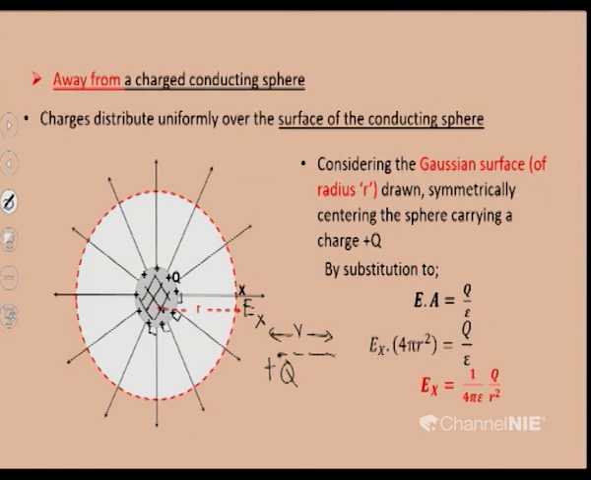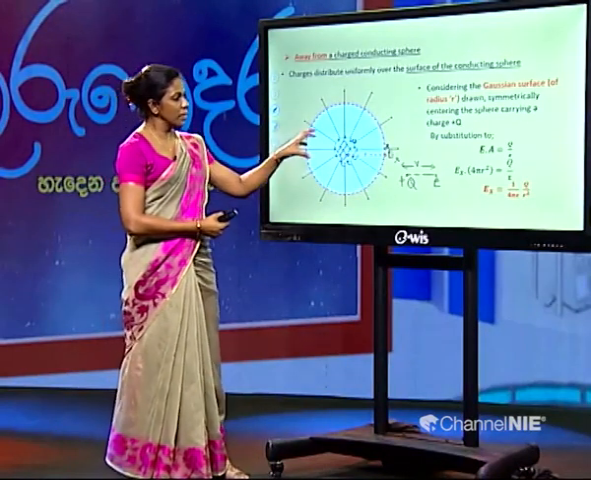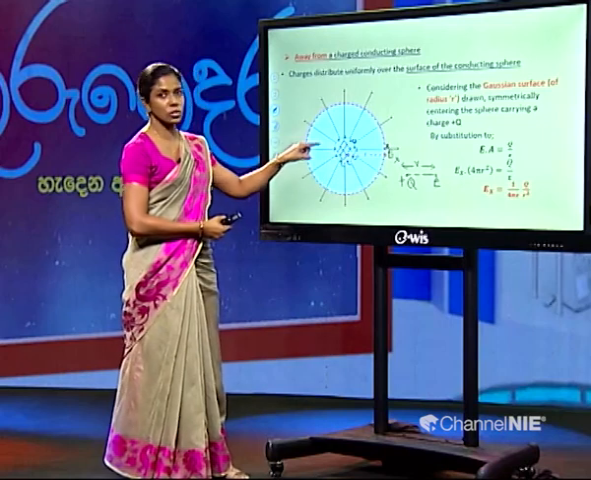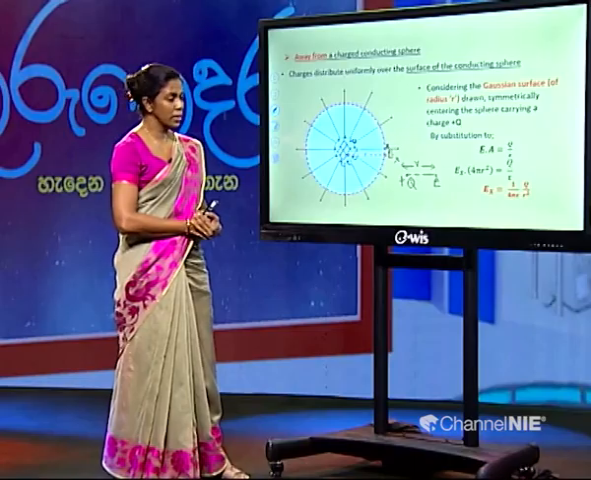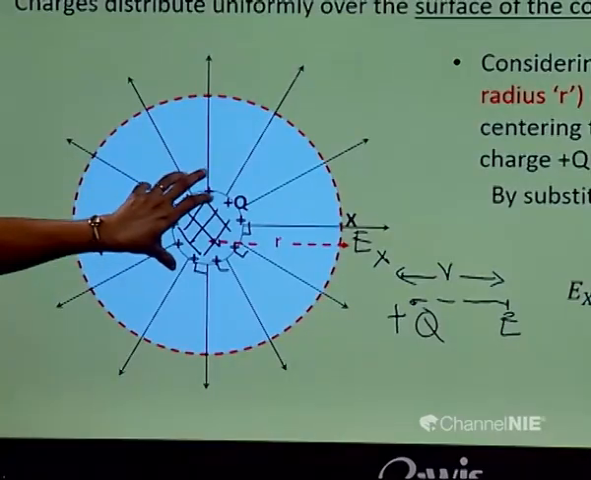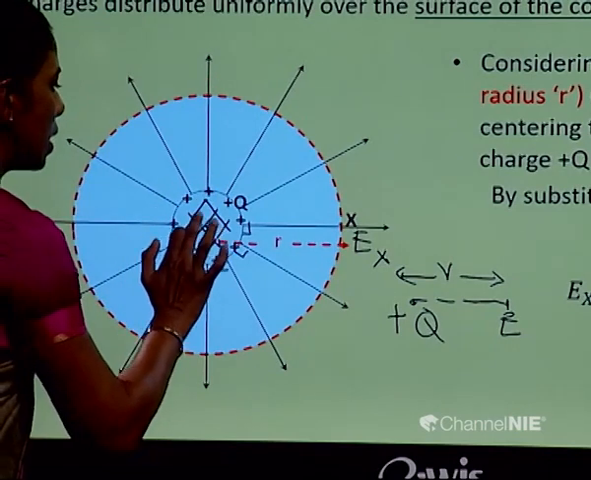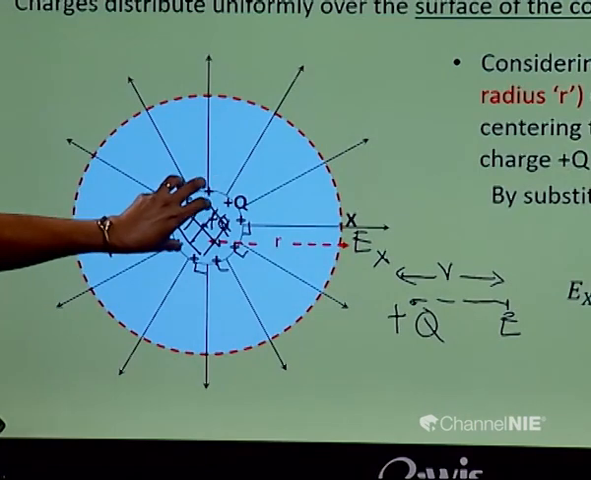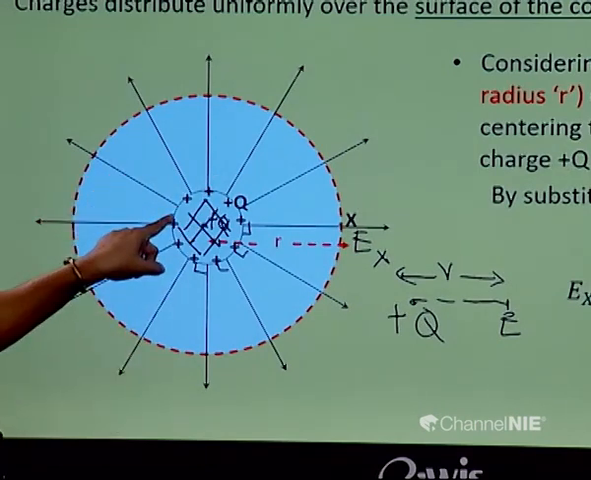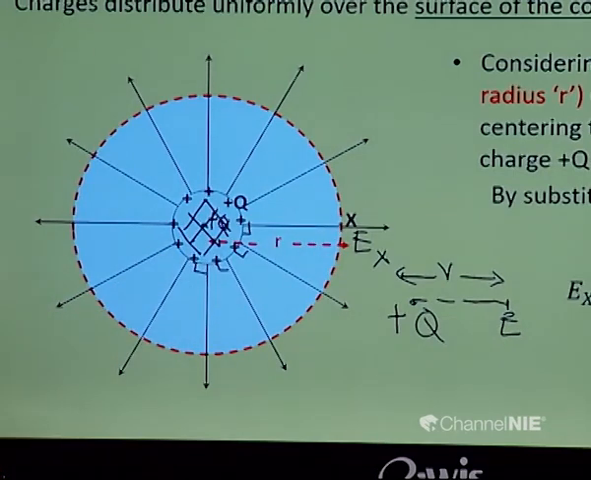The field intensity we obtained was the same, 1 upon 4 pi epsilon q by r squared, and we get the same result for the distributed charges on the conductor. So, the conclusion we can come to is that in that case we can consider this distributed charge concentrated as a point charge at the center of the sphere. If you concentrate this charge and keep it at the center as a point charge, from it at a distance r, the field intensity would be the same.